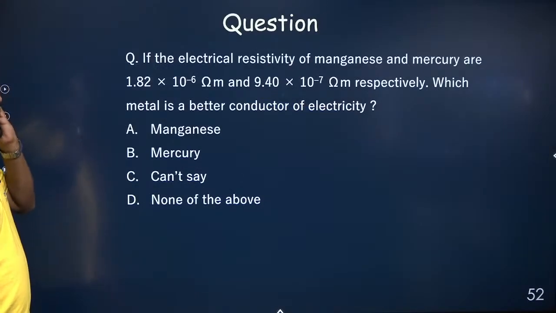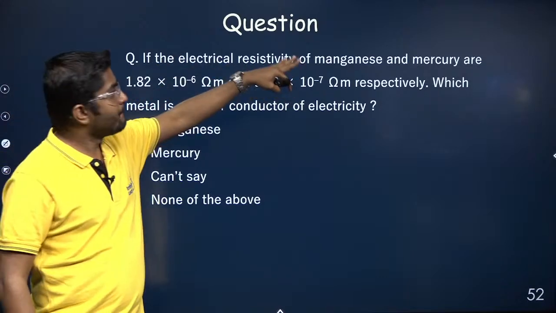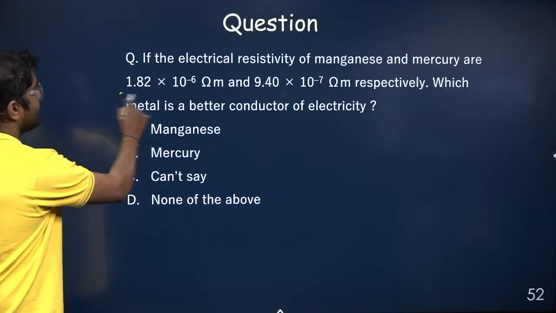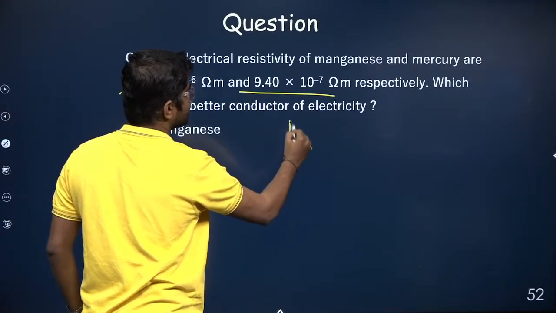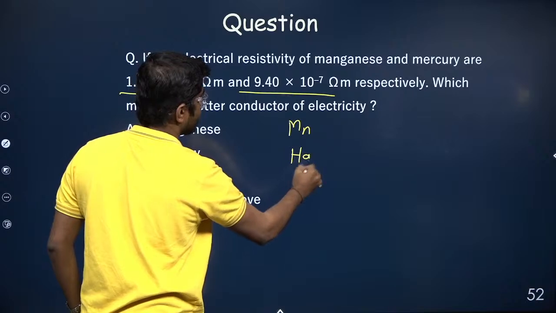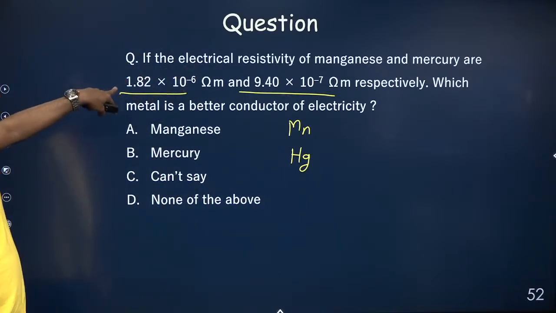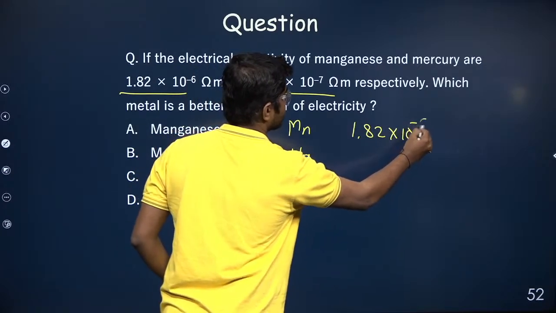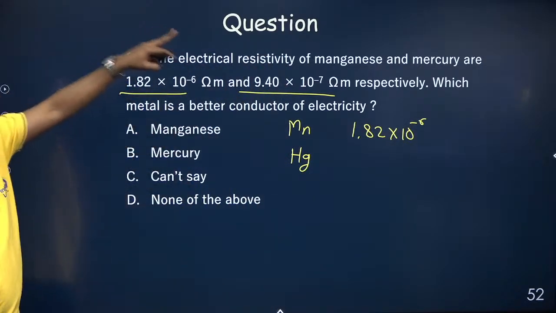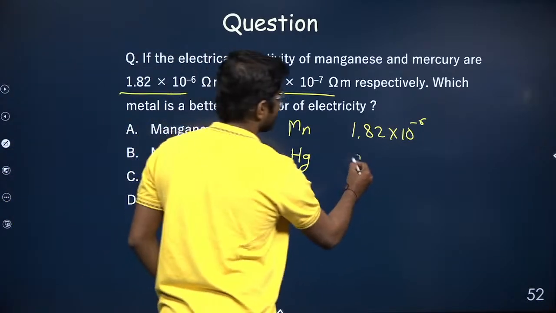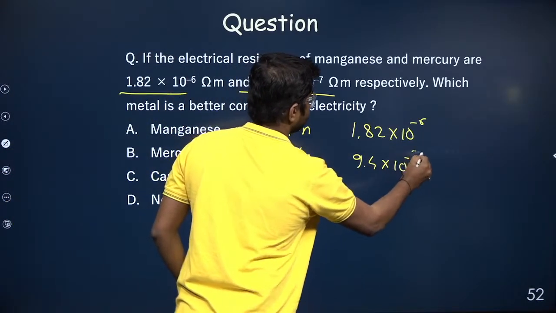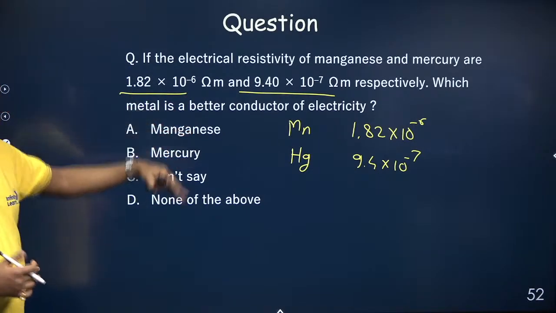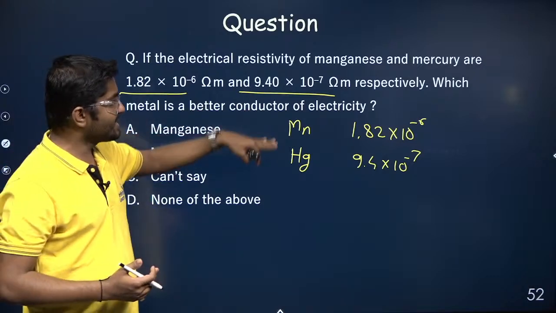Okay. So now we have two materials, manganese and mercury. तो उनका resistivity का value ये दिया है. For manganese Mn and mercury is Hg. Manganese के लिए resistivity कितनी है? 1.82 10 raised to minus 6. और mercury के लिए 9.4 10 raised to minus 7. So which metal is a better conductor? तो इन दोनों में से better conductor कौन सा है? Is it manganese or mercury?